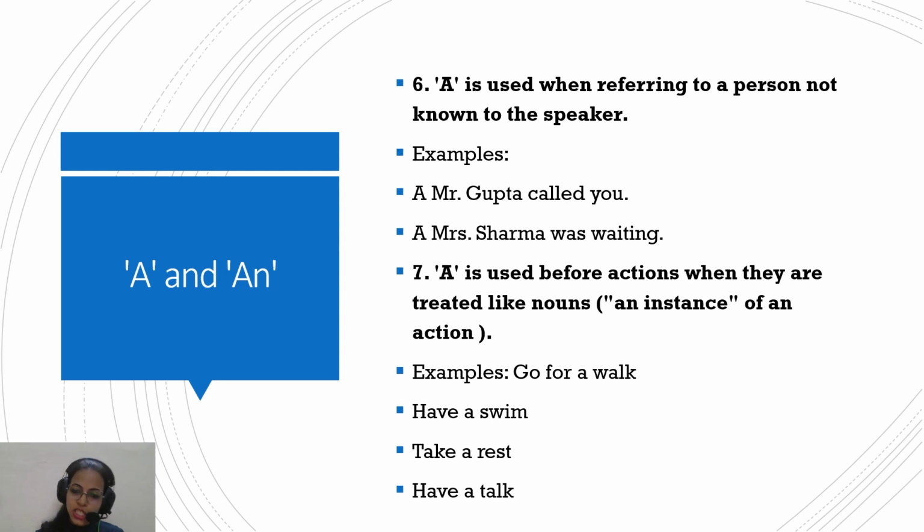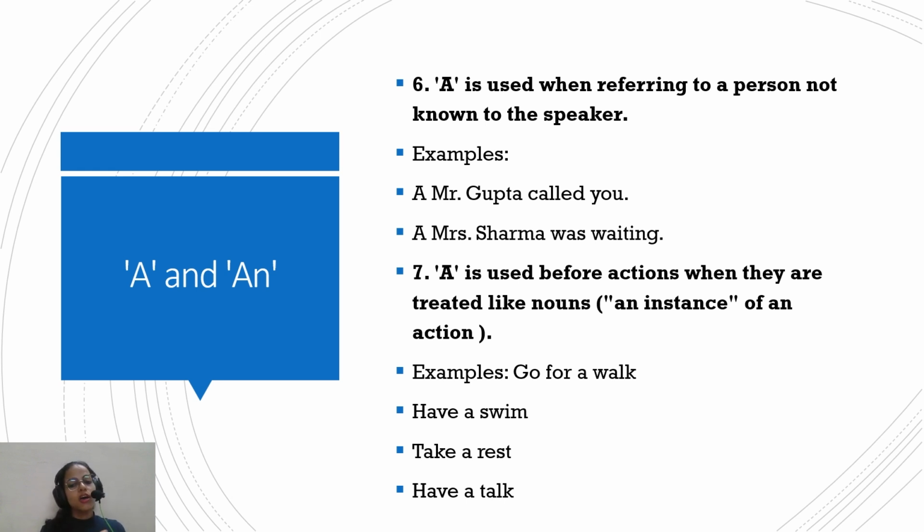A is used before actions when they are treated like nouns, when only an instance of that action is being talked about. So, say the whole action would be walking, but go for a walk means an instance of walking, that you went for a walk once. That's all. Go for a walk, have a swim, take a rest, have a talk. So in all these cases, we see only one instance of that action is happening.